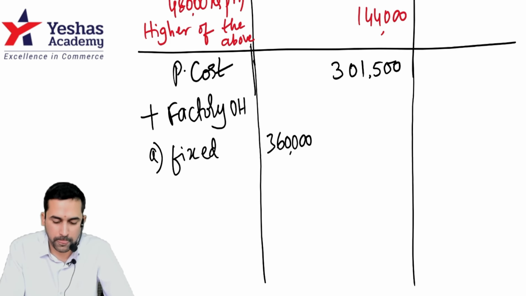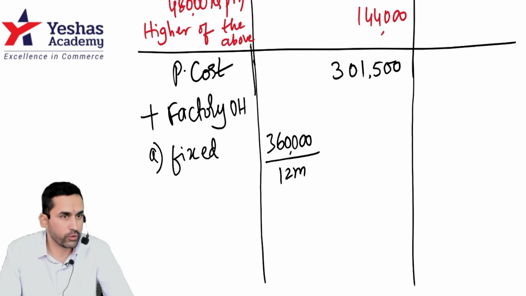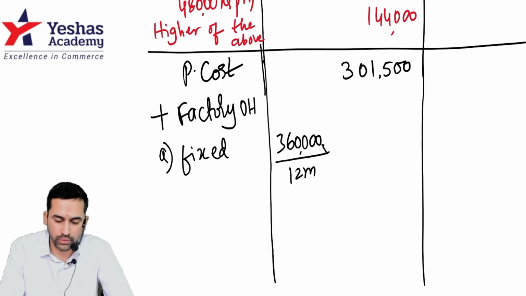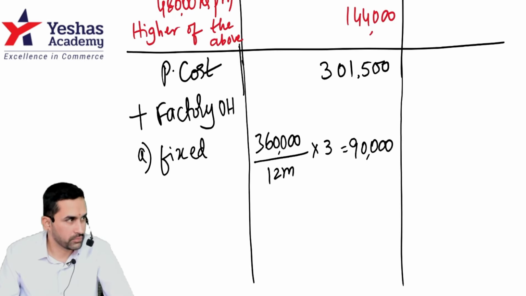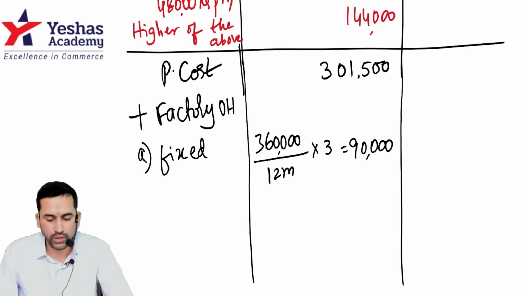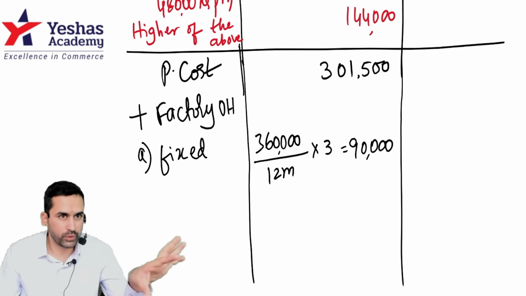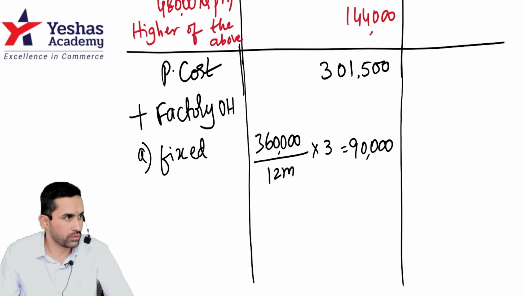360 divided by 12 months. This will give you monthly, into 3, 90,000. When you do this column, for the other column you can take the balance figure, because full year number minus 3 months, the balance has to be for 9 months. I think that will be 270,000. We'll do later.